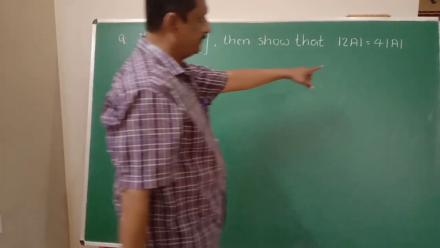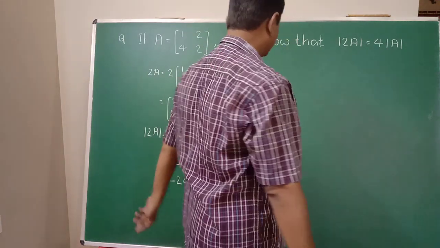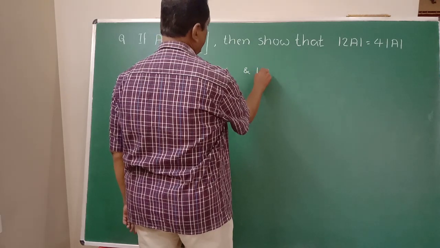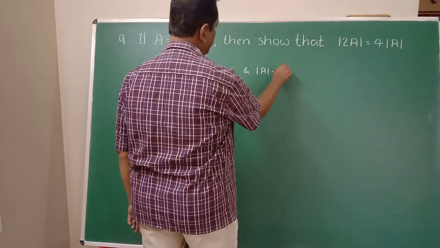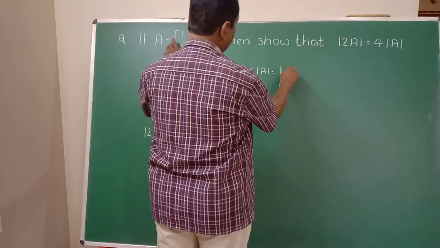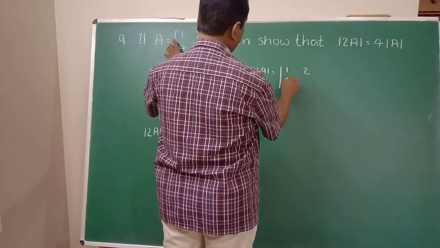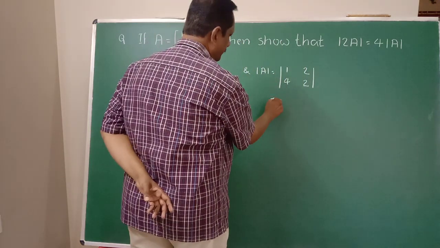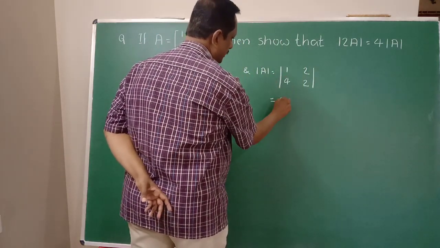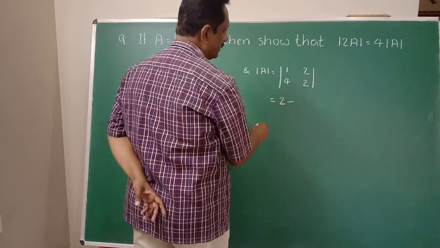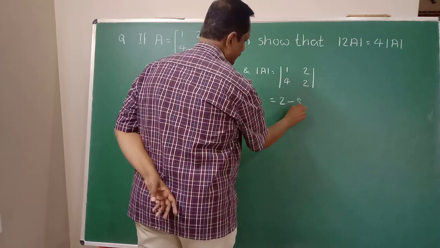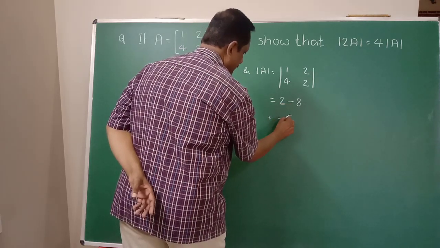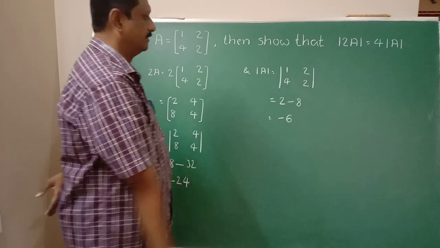Next, right hand side, 4 into determinant of A. What is determinant of A? Determinant of A is equal to determinant of the given matrix [1, 2; 4, 2]. Then multiply the diagonal elements: 2 1s are 2, minus 4 2s are 8. Then 2 minus 8 is minus 6.